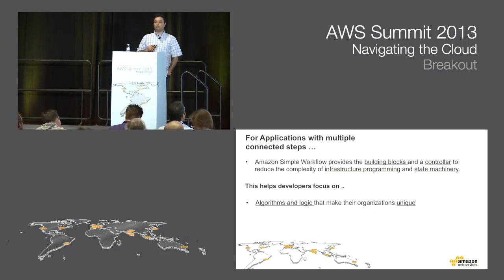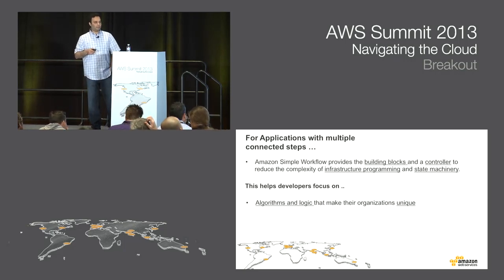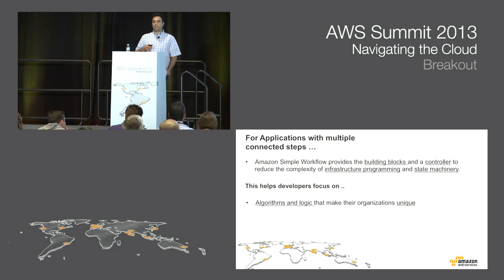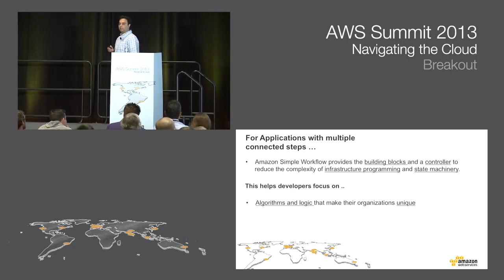So let me tell you a little bit of a history on Simple Workflow. Simple Workflow was introduced as a public AWS service only last year. But really, within Amazon, we've been using it for a number of years in various applications. And the reason that we built Simple Workflow was to address a need that we saw becoming increasingly common in the types of applications that we were building within Amazon and the types of applications that we saw our customers try to build on AWS.